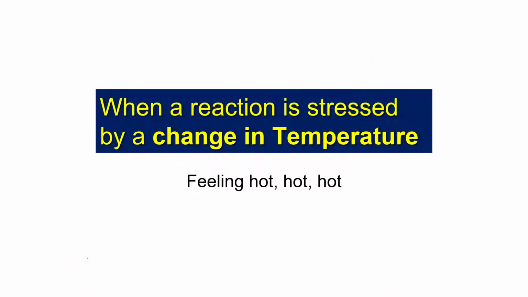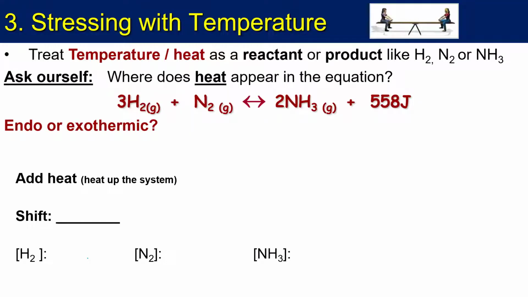Okay, now that we're done with concentration, let's start talking about what happens when you stress a reaction by changing the temperature of the system. So, if you look back at your cheat sheet, we said that we are going to treat temperature just like it's a reactant or a product, and we are always going to shift away from where heat is added.